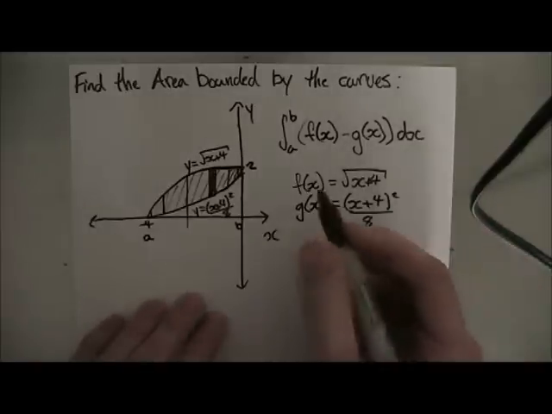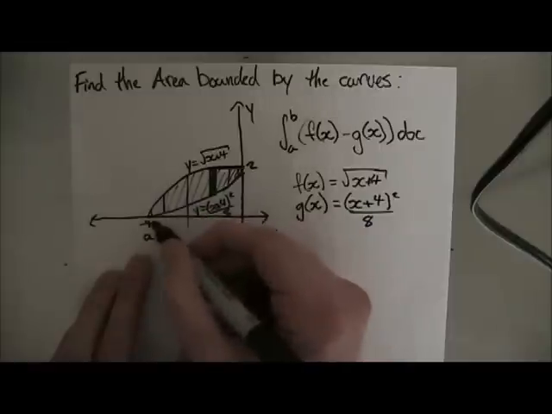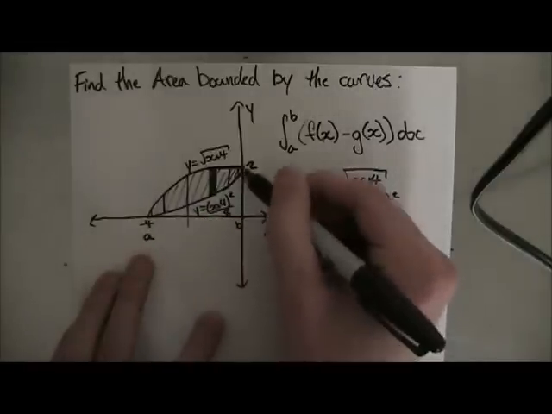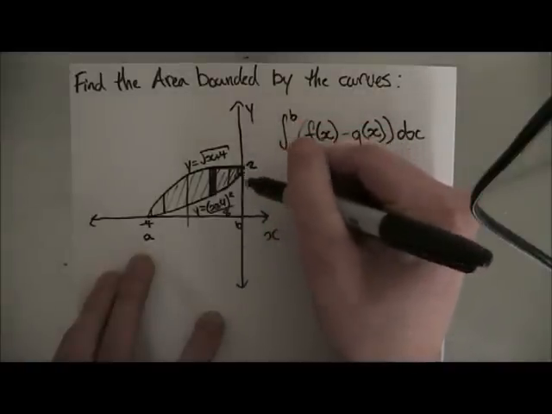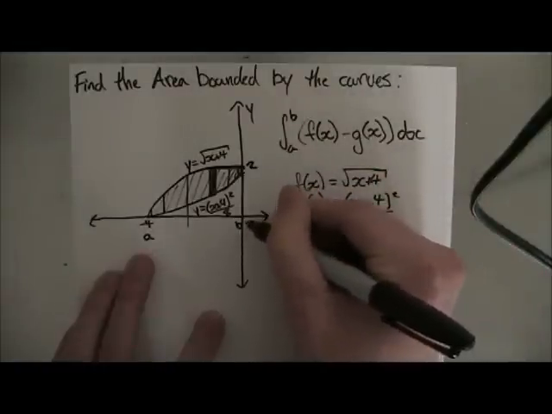Alright, and now our a, we can see it's already marked for us. Both these functions intersect at minus 4, so it's given. And if you see b, it finishes right on the y-axis, which is x equals 0. So we know that b is actually 0.